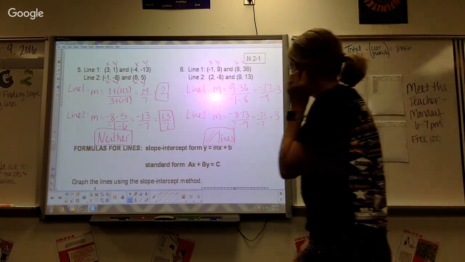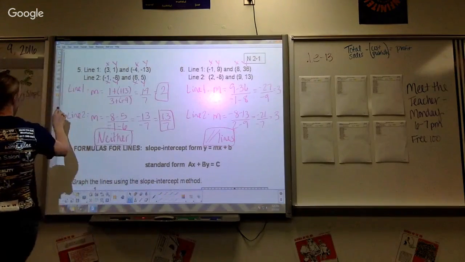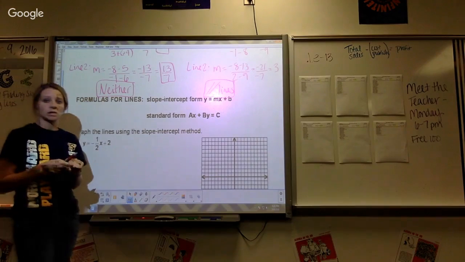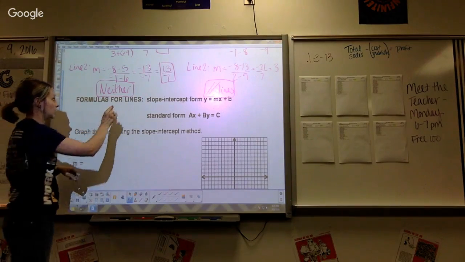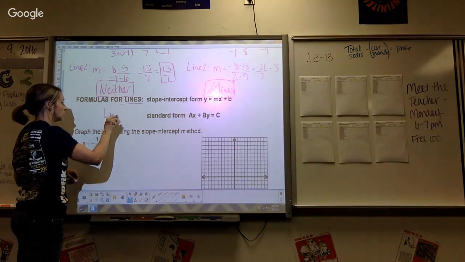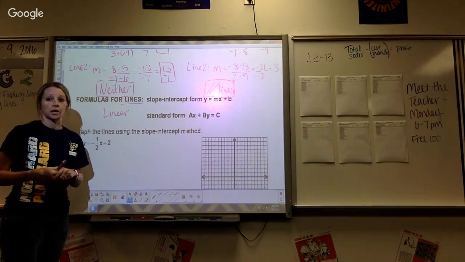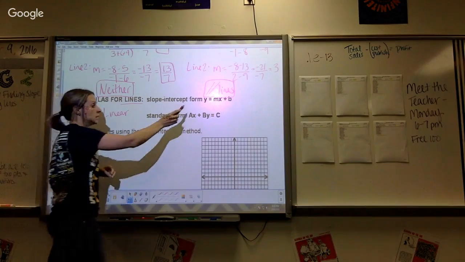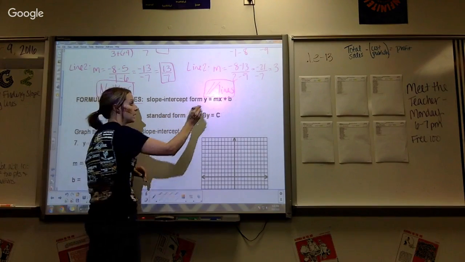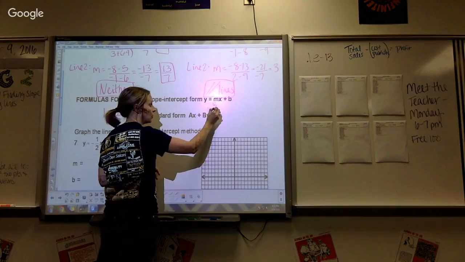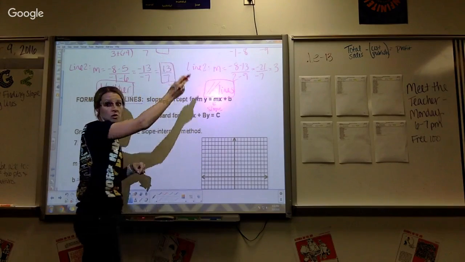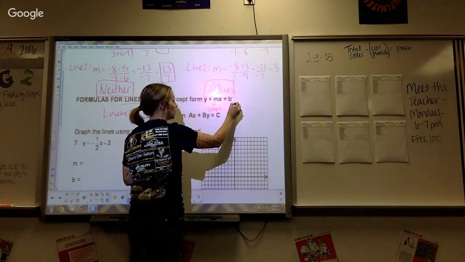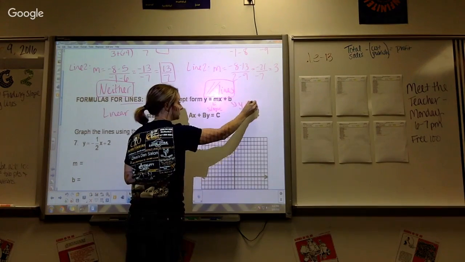Okay, so now we're going to take a look at some graphs. So there's two forms that you need to know whenever you're talking about lines, which are linear, okay? The linear slope-intercept form is y equals mx plus b. M represents the slope. And we were just writing m's on all of those problems, so that's the slope. And then your b will represent the y-intercept.